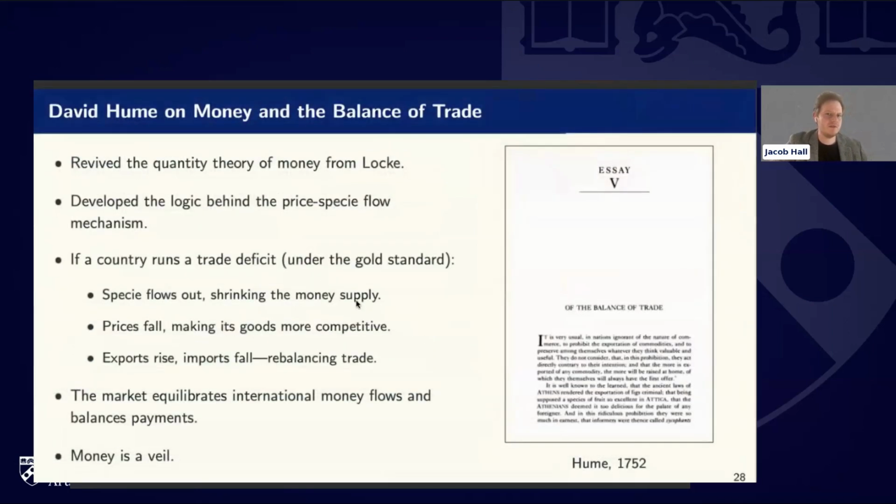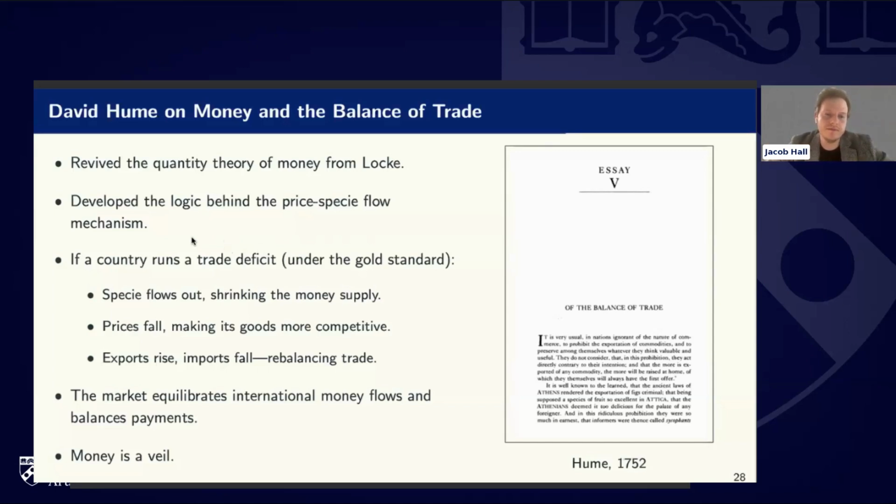The reason I bring him up is because David Hume revived the quantity theory of money from Locke and has a number of essays on money and the balance of trade, which Smith builds off and uses. The core idea here, and the reason I want to highlight this, is to attack this point about the balance of trade and the idea that money or gold flowing into the country is really the most important thing that a state can foster.